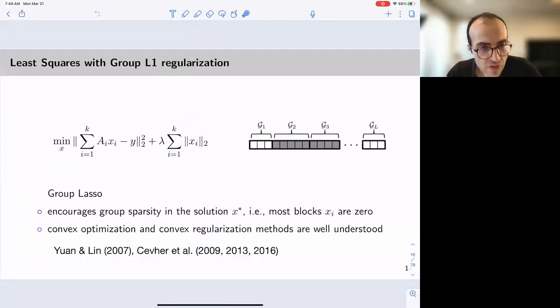And there are more sophisticated versions. For instance, you can have a vector x and you can divide it into groups. If you want sparsity over these groups, meaning that you want most of these groups exactly 0, you can change the L1 norm to what's called group L1, which is the sum of L2 norms of these groups of variables. And the solution will have most groups 0. This is called group lasso, also used in statistics a lot to discover groups of predictors which are relevant.